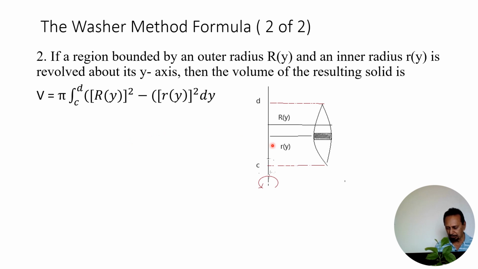Okay, number 2. Now another plane region. Instead of revolving about the horizontal axis, we're going to revolve about the vertical axis. In this case, uppercase R of y is the outer boundary and lowercase r of y is the inner boundary. When you revolve this about this line, we'll have a solid with a hole in it, and the volume of this solid is equal to pi times the integral from c to d of R of y squared minus lowercase r of y squared dy.